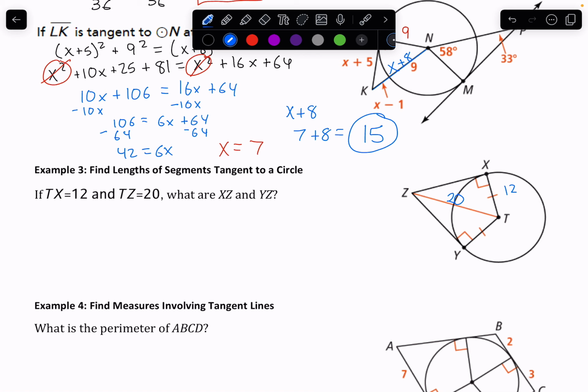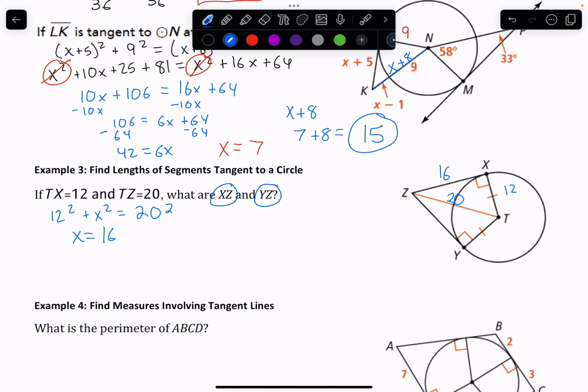All right, so we're looking for the third side of this triangle. And we can do that by using the Pythagorean theorem to find the other short leg here. So we can say 12 squared plus x squared equals 20 squared. And when you solve the Pythagorean theorem there, you learn that x equals 16. So ZX is 16.